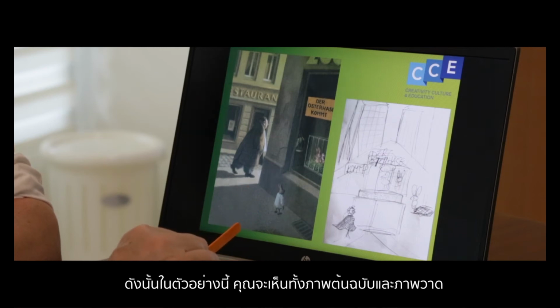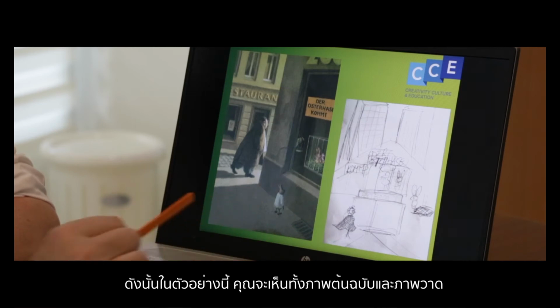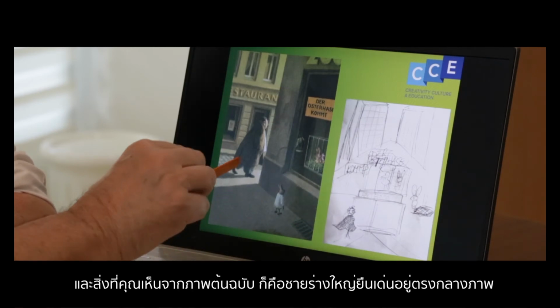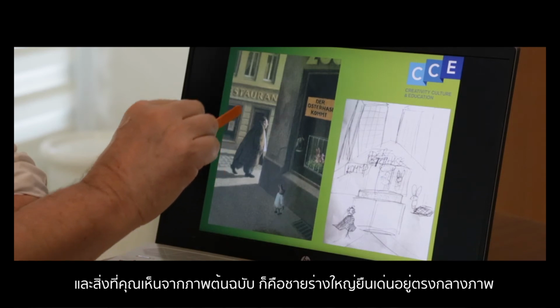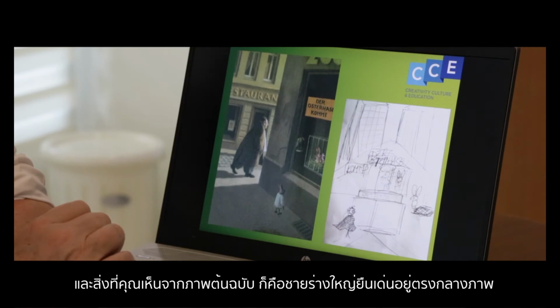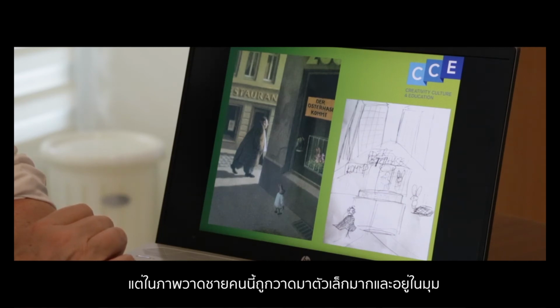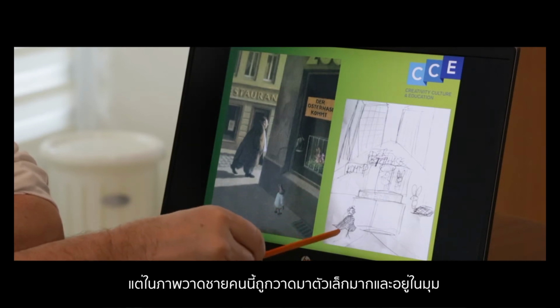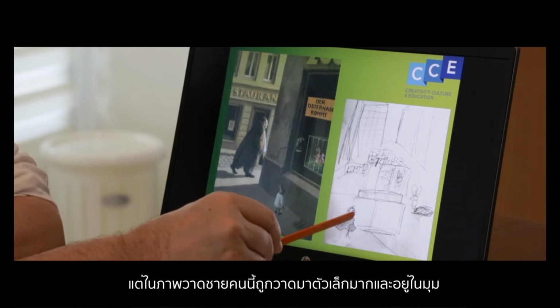So in this example, you've got the original image and you've got the one that was drawn. And what you can see in the original is the dominant image is of this man, this big man, right in the center of the picture. But in the drawing that the person did, the man has become very small and is down in the corner of the picture.